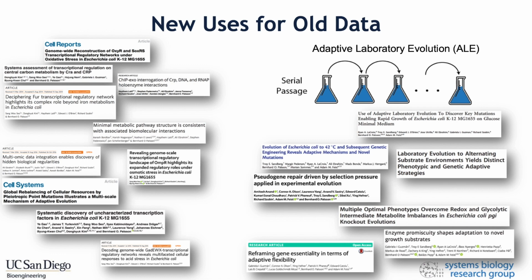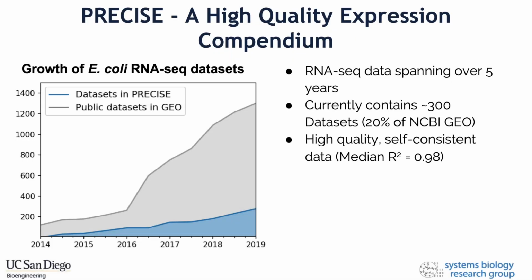Until now, the expression profiles from each individual study were analyzed independently using traditional differential expression analysis. However, by combining all of this data together, we can build synergy between the datasets and identify constant underlying patterns across many diverse conditions. Over the last 5 years, our research group has created around 300 datasets. This is about 20% of all publicly available datasets in NCBI-GEO for E. coli. All of this data was created in the same lab using the same protocol, resulting in high-quality, self-consistent data.